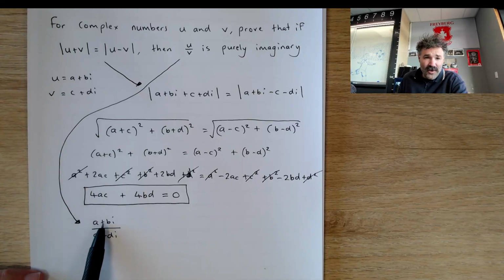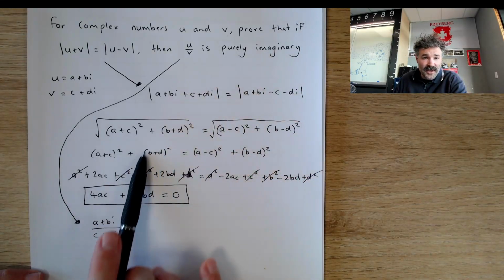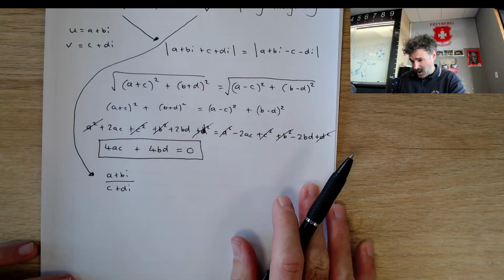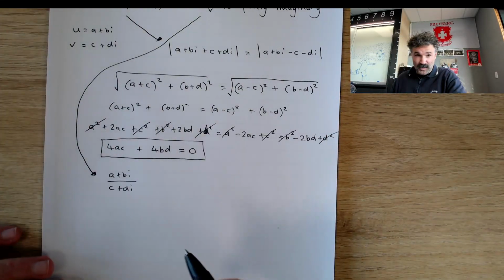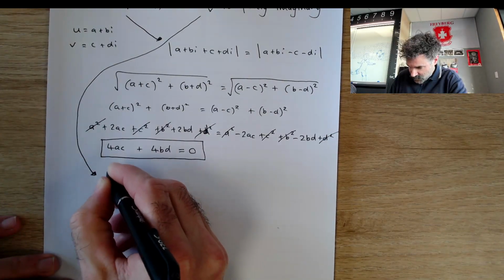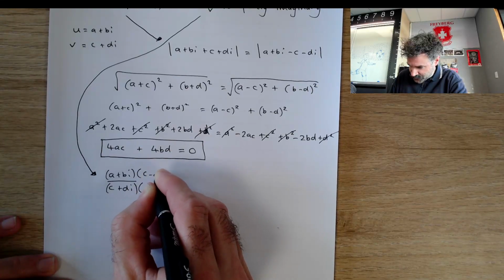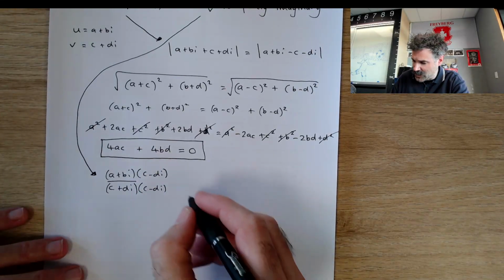Now similarly, if we've got a complex number that's being divided and we're trying to talk about real and imaginary things, we must be able to separate this into real and imaginary, and the common overriding theme is to multiply top and bottom by the conjugate. So we're going to go straight ahead and do that. C minus di top and bottom. C minus di, we'll expand that out.